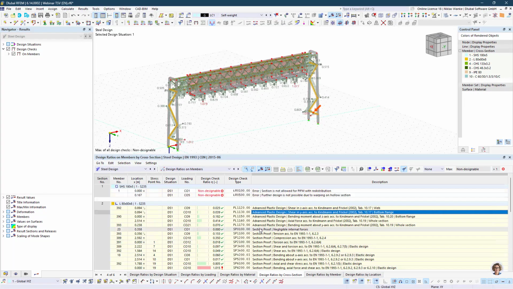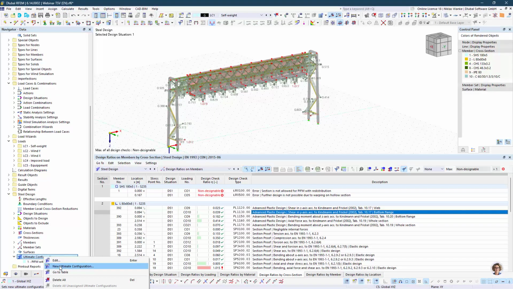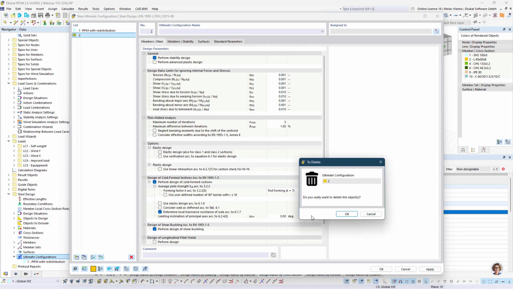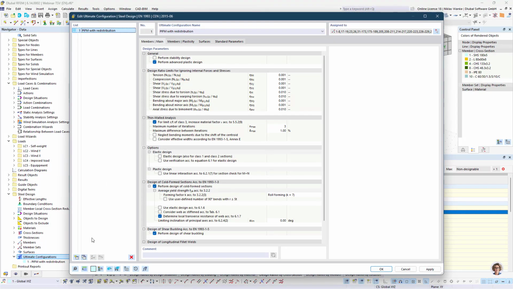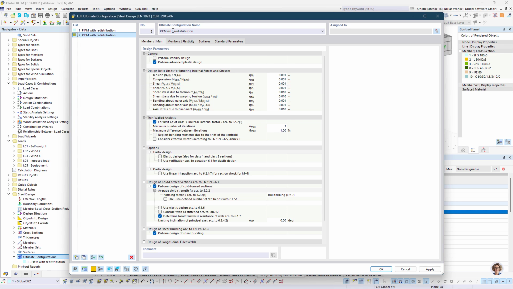Okay, now let's get rid of these two problems here. So we will create a new ultimate configuration. And this time we want to use the PIFM without redistribution. Maybe let me do it differently. I will delete this new one and just copy the existing one. So we have the same options already activated, which is good. And just give it a different name, without redistribution.